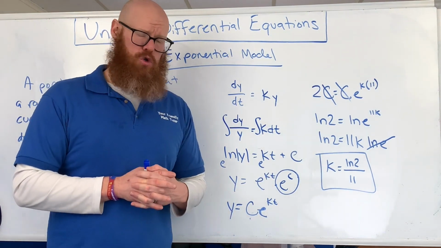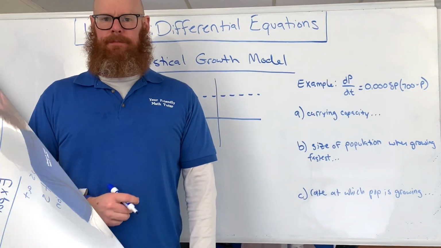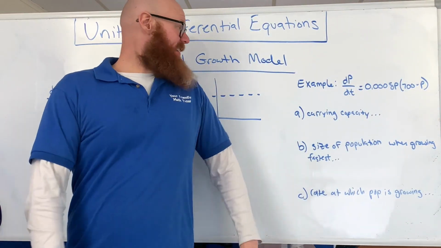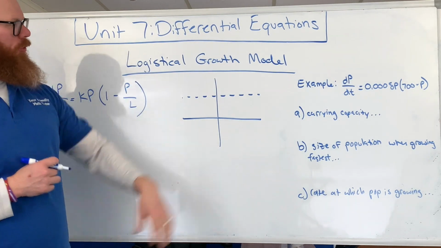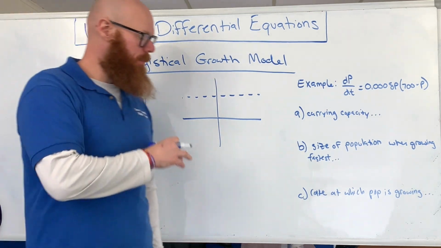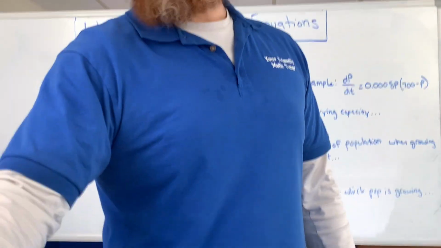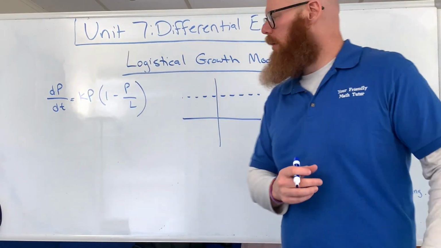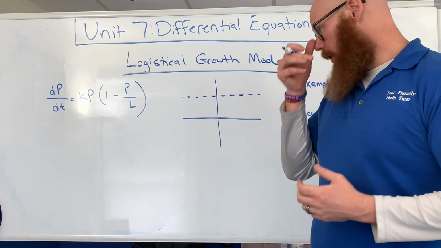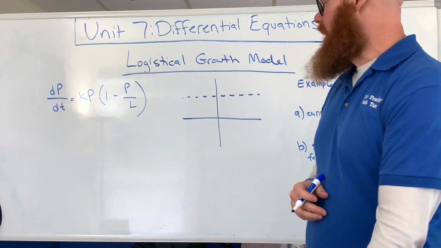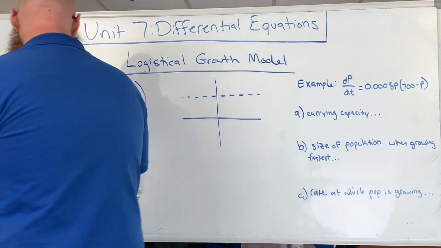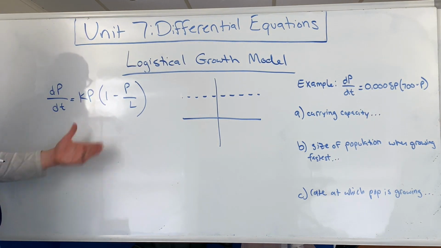All right, let's move on to our last model. Last topic. This is called the logistic growth model. So we just did the exponential model, which is a lot of times used for population, but the logistic growth model is another way to model population. So this is what the model looks like.